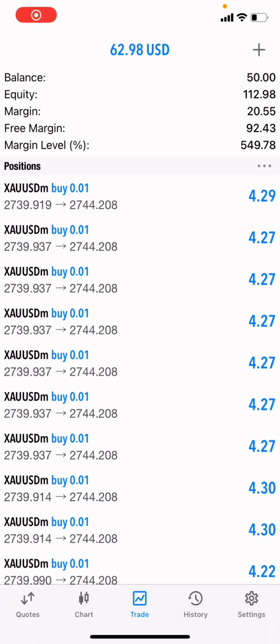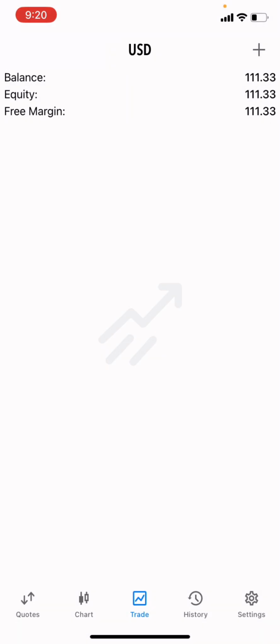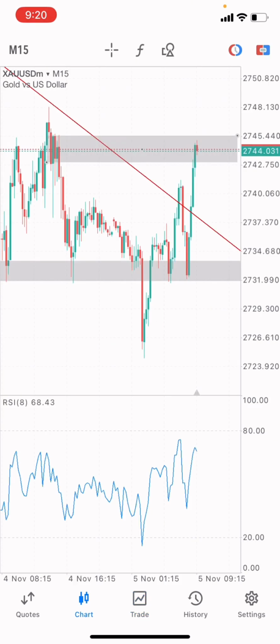Yo guys, so we have now doubled this account, so I'm going to close this trade. Let me just close all. Good, so this is what we have now. I'll be taking another trade when I see any setup again. So this is a very powerful strategy that you have to learn.